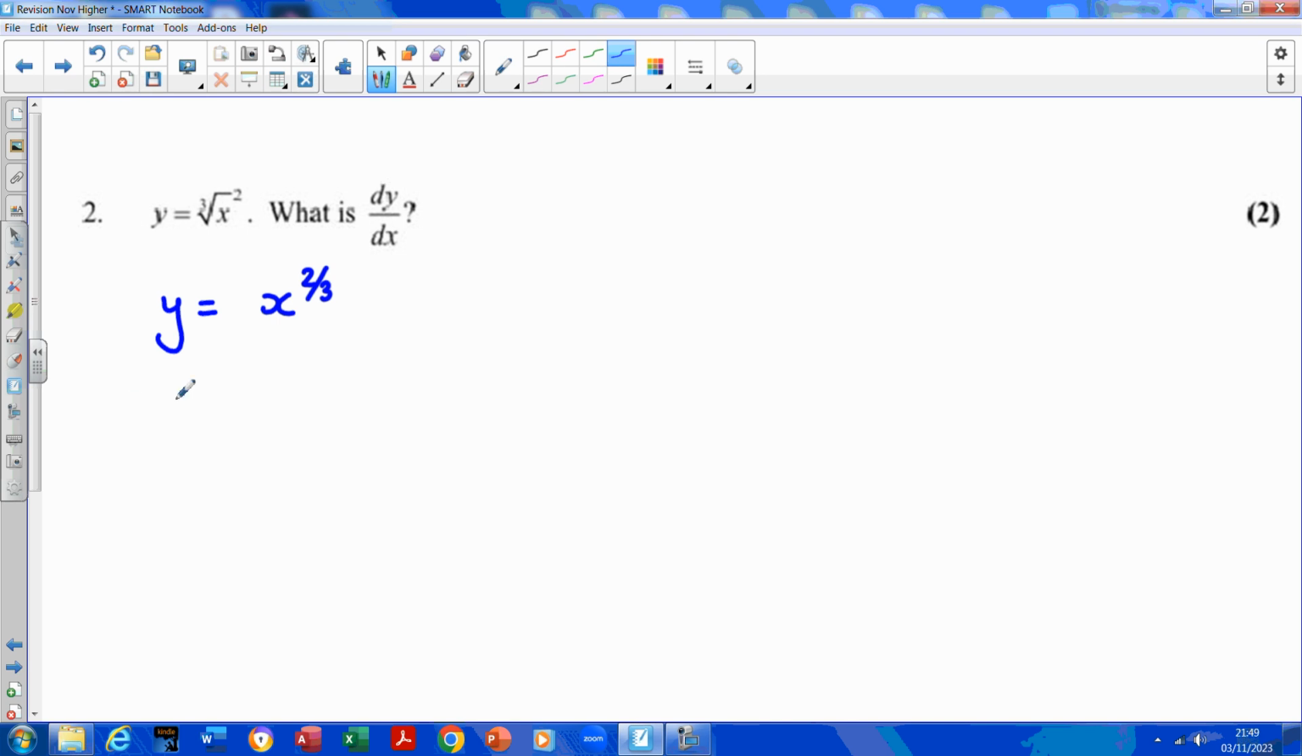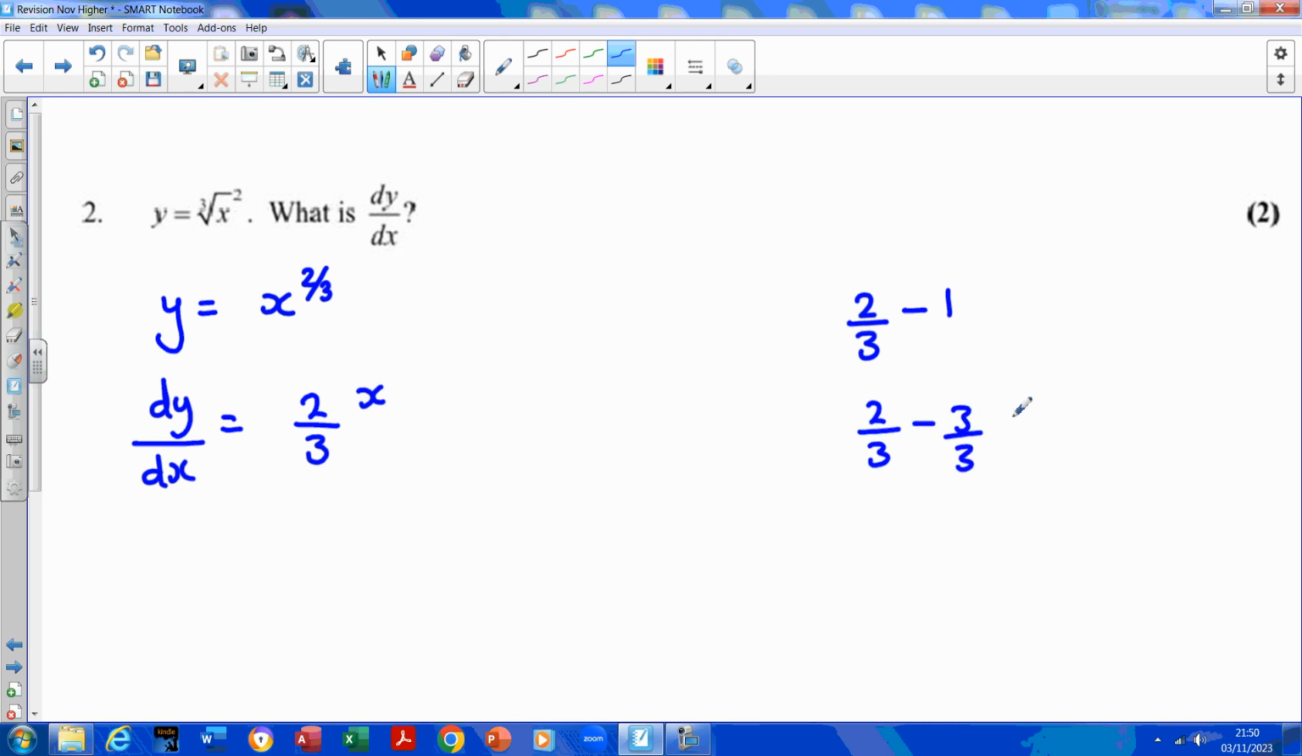Right, we now want to take the derivative of that. So we've got dy by dx, and dy by dx multiply by the power, take 1 away from the power, so it gives us 2/3 x, and we want to take 1 away from that, so I'll take it over here. 2/3 take away 1, we're dealing in thirds, so it's 2/3 take away 3/3, which is equal to 2 of them take away 3 of them is negative 1 of them, and we're talking about thirds, so it's minus 1/3.